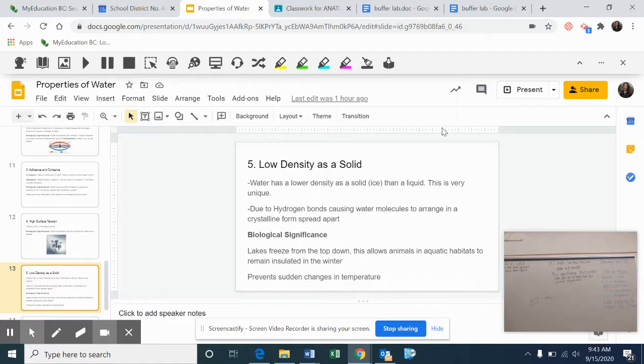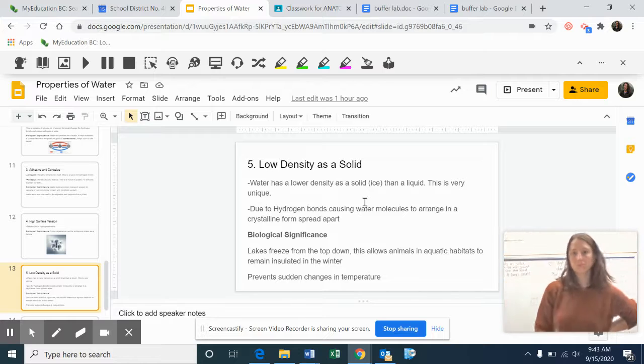So in solid form, the hydrogen bonds create what we call a crystalline structure. Does crystal have an H in it? No.